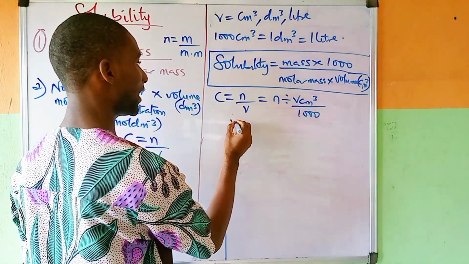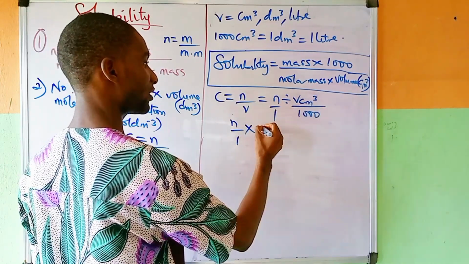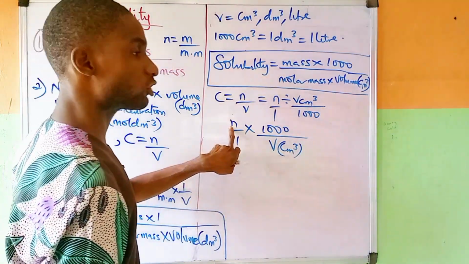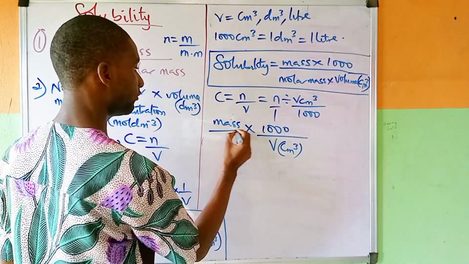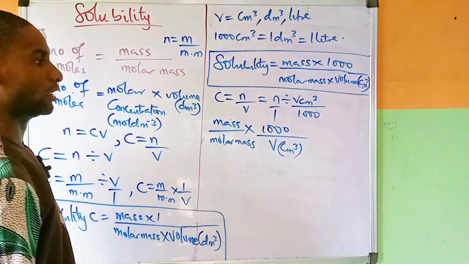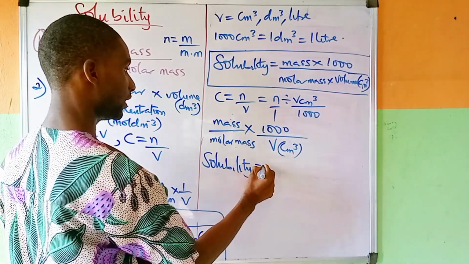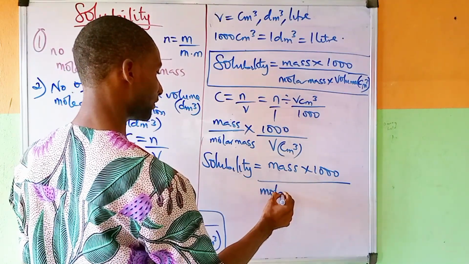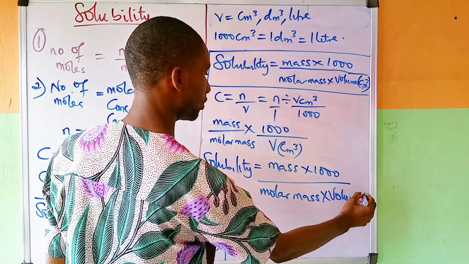So your n will now be what? N will be this division. If I change it to multiplication, that will be what? 1000 over V in cm cube. And of course, you remember that your number of moles is mass over molar mass. So I'm going to have my mass over molar mass times this. So this is the second formula for solubility. So you can simply say solubility is equal to mass times 1000 over molar mass times volume in cm cube.